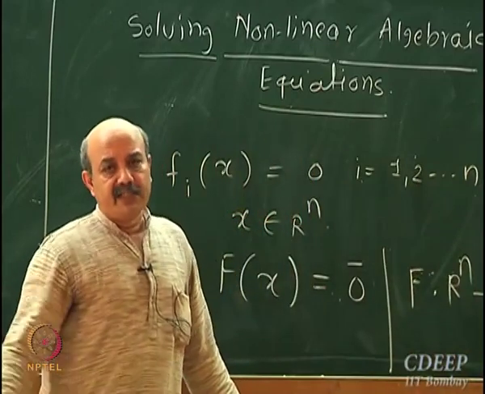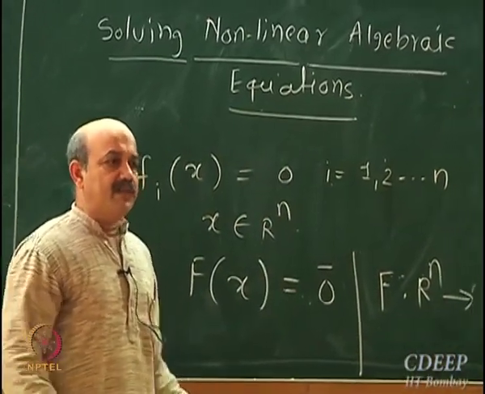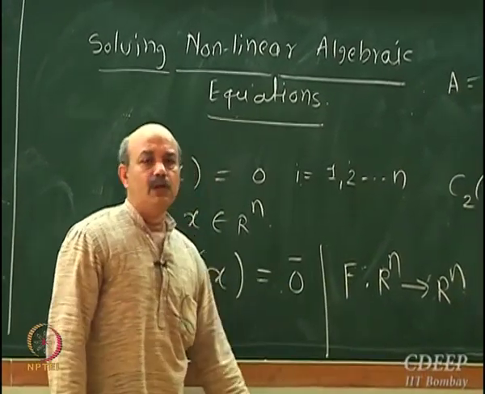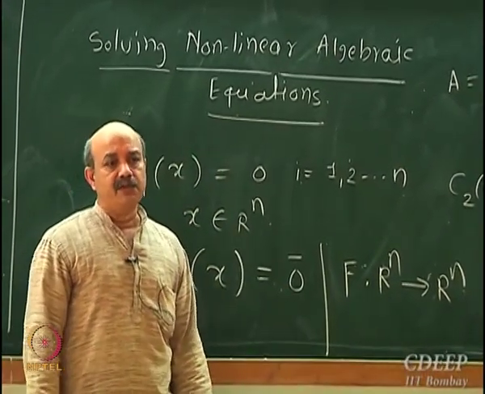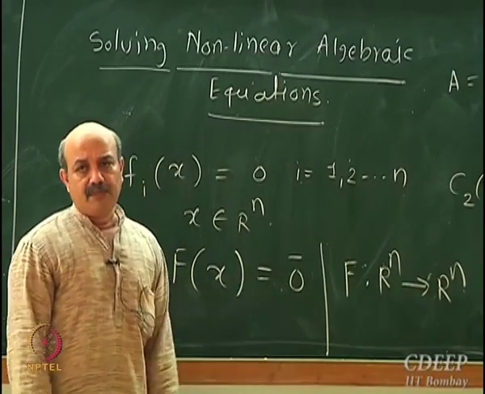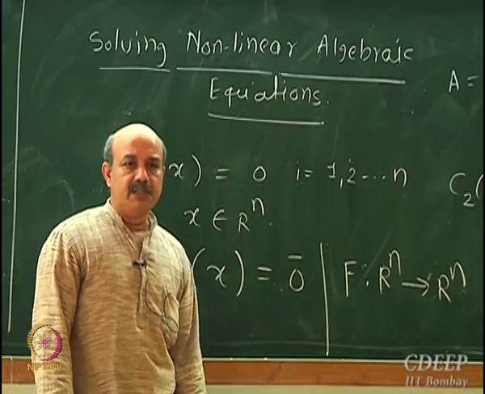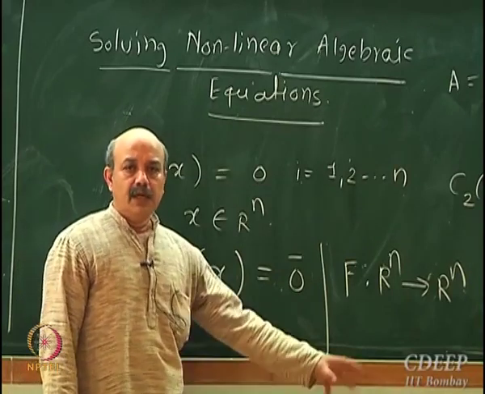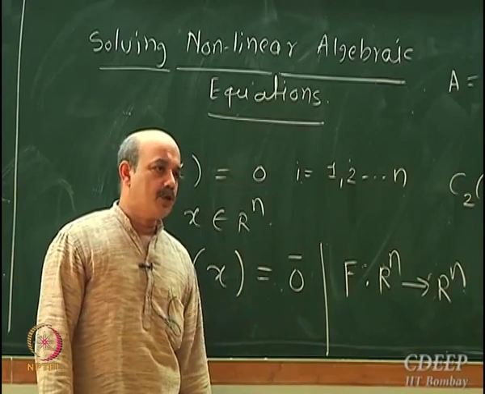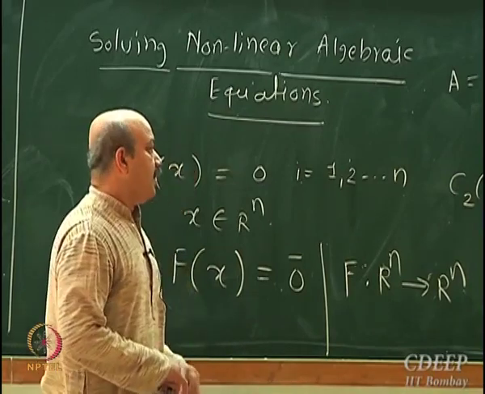A more sophisticated way of writing the same thing is that F is a function vector. You are trying to look for that value of x where F(x) will give you the 0 vector. This is the 0 vector, F(x) equal to 0. F is a map from R^n to R^n, n dimensions to n dimensions. So these are the kind of equations that we are interested in solving.